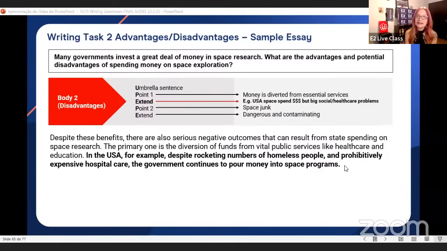So it's the extend sentence with an example being supported by a consequence, an effect. So kind of like this in your mindset. In the US, for example, despite rocketing numbers of homeless people, the government continues to pour money. So when you bring in this example, you're also showing an effect of it.